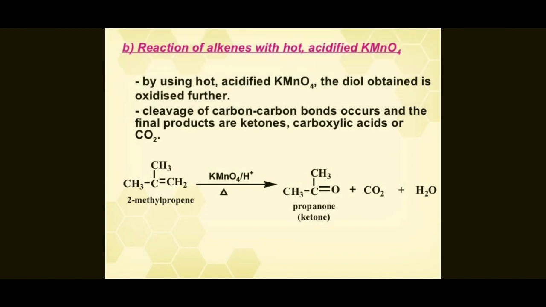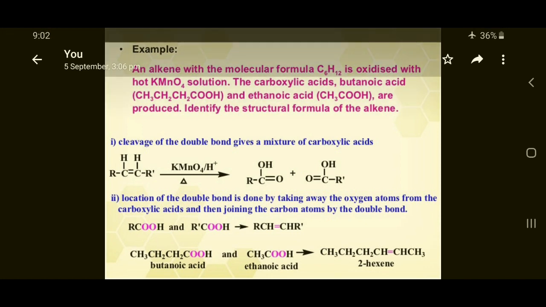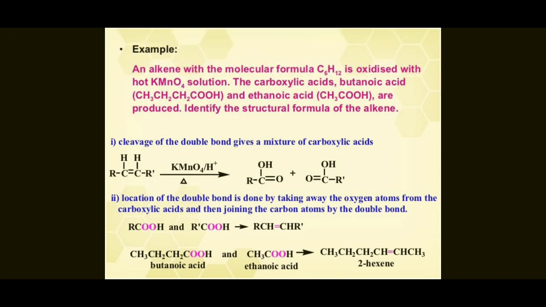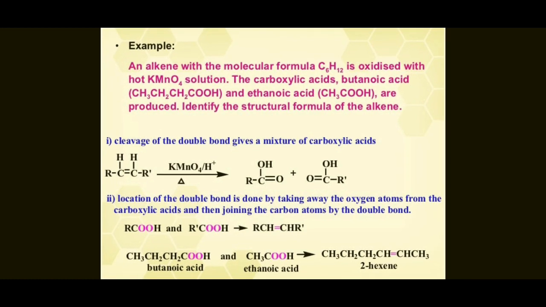Reactions of alkenes with hot acidified permanganate. In this example, an alkene with a molecular formula C6H12 is oxidized with a hot permanganate solution. So the carboxylic acids butanoic acid, CH3CH2CH2COOH, and ethanoic acid, CH3COOH, are produced, which identifies the structural formula of the alkene.